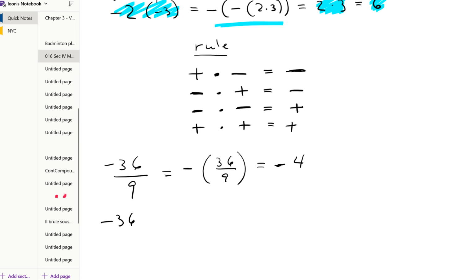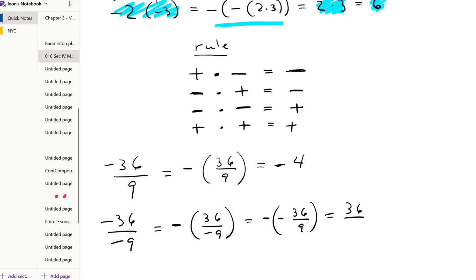If I have minus 36 over minus 9, well, let's do it slowly here. Those are steps I wouldn't write. This would be the opposite of 36 over minus 9. But that's also the opposite of the opposite of 36 over 9. So as you can see, I have 2 negative signs. So that's just the same as a positive. So I just get 36 over 9, which is 4. So again here, if I have 2 negatives divided by, then we'll just end up with something that's positive.